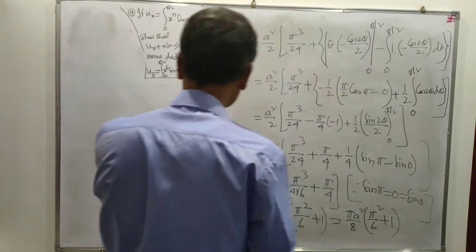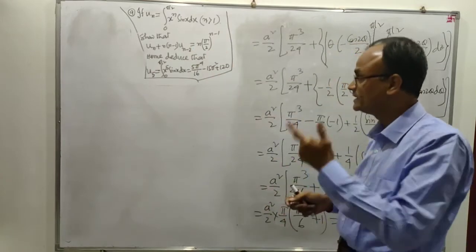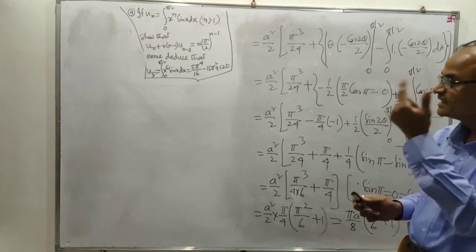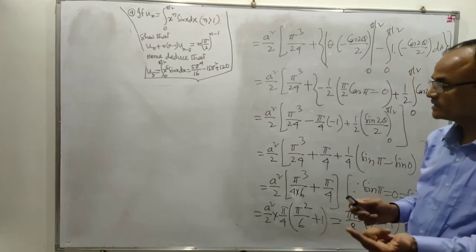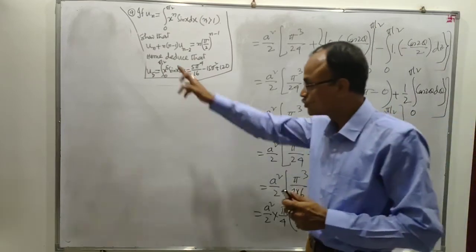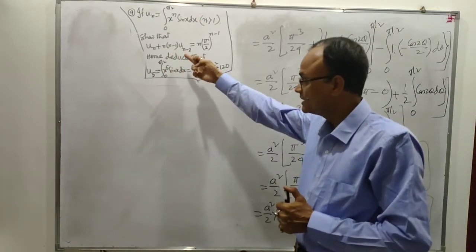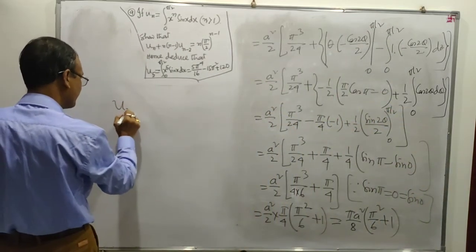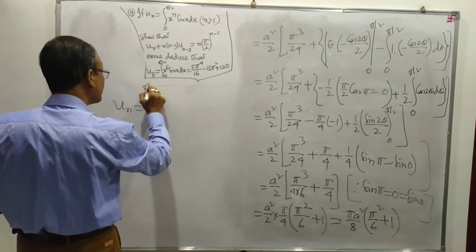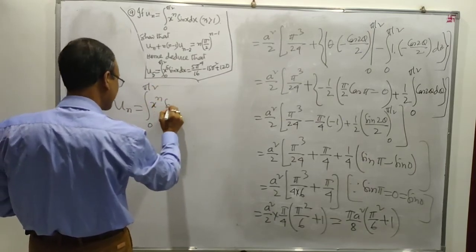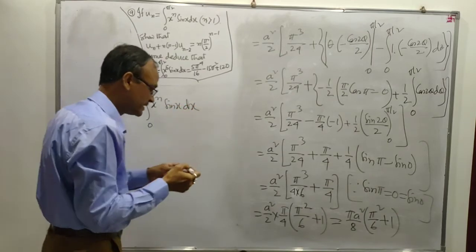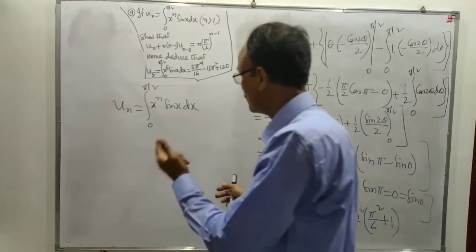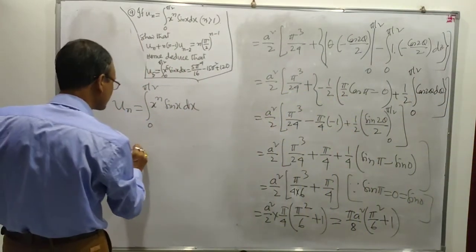What is this? If un equal to integration 0 to pi by 2 x to the power n sin x dx, of course n is greater than 1, then show that un plus n into n minus 1 un minus 2 equal to this. Here un equal to integration 0 to pi by 2 x to the power n sin x dx. Now integrate this by parts.